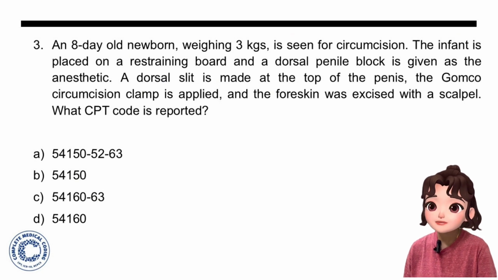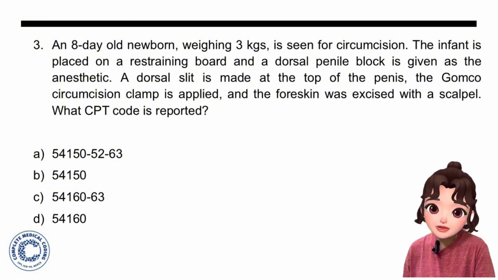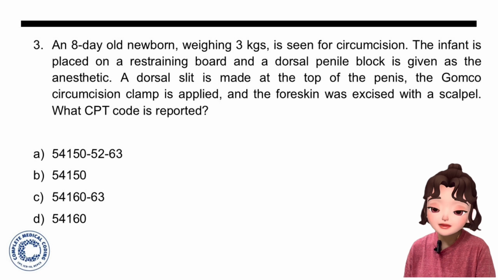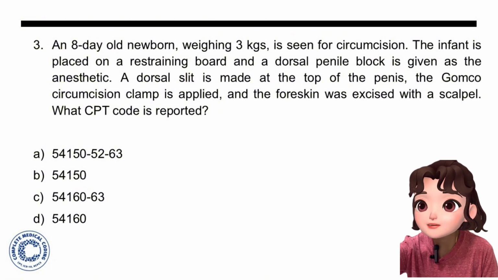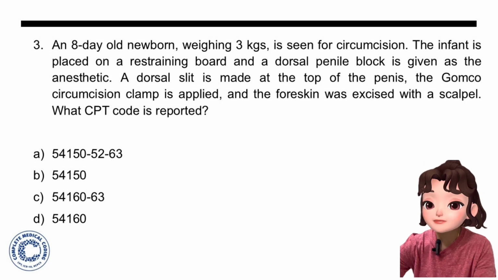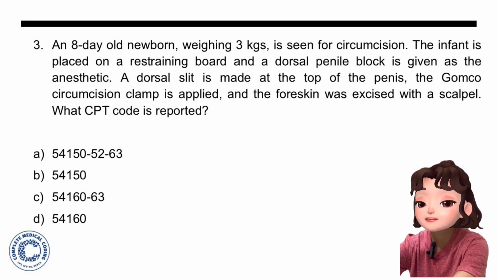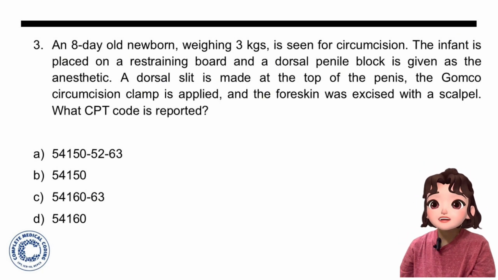Modifier 52 is used if the circumcision is being carried out without the dorsal penile block. But here it is carried out with the dorsal penile block. So option A is wrong. And modifier 63 also you can't append with the CPT code 54150. Okay. What is modifier 63?